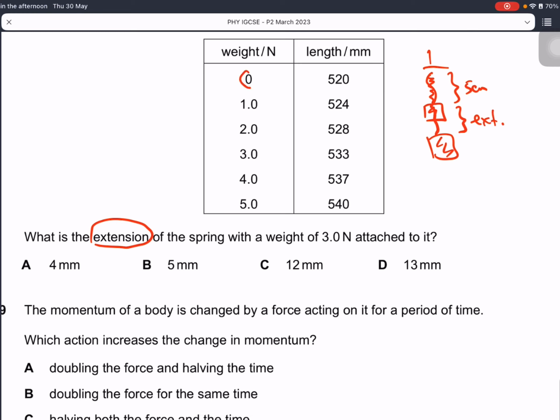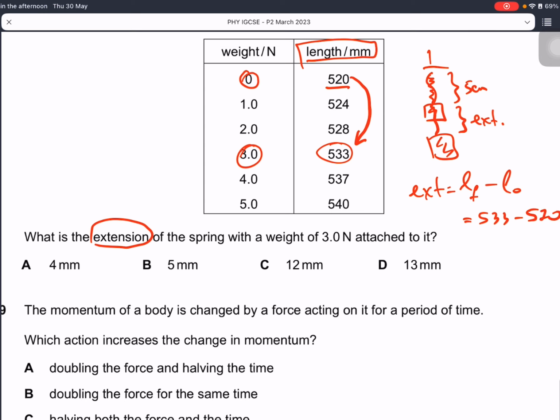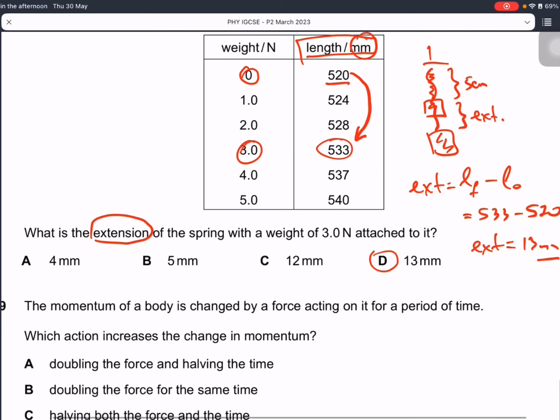All right. So when it's 0, 520, this is our original length, okay? But when it's 3 newtons, the whole length becomes, this is the whole length, it's not extension, be careful. From 520, it is extended to 533 here. So extension equals final length minus original length, 533 minus 520. So our extension is going to be 13 mm, yeah? Also be careful of the unit. Let's look for the 13 mm. Oh, it's here, all right? It's D.